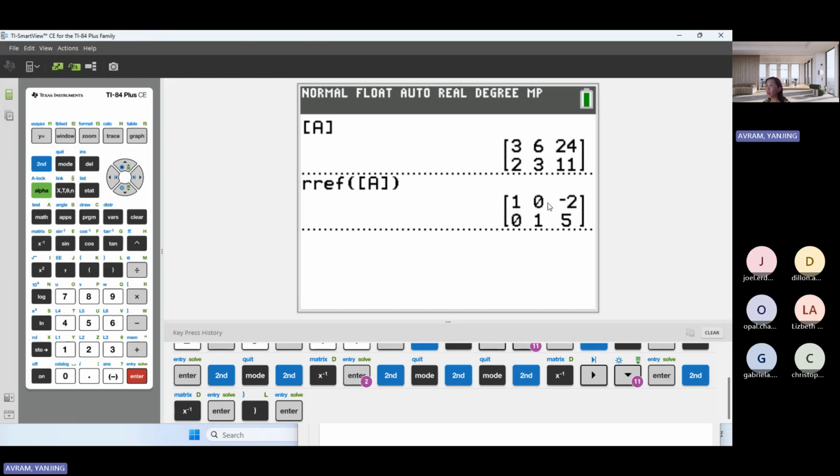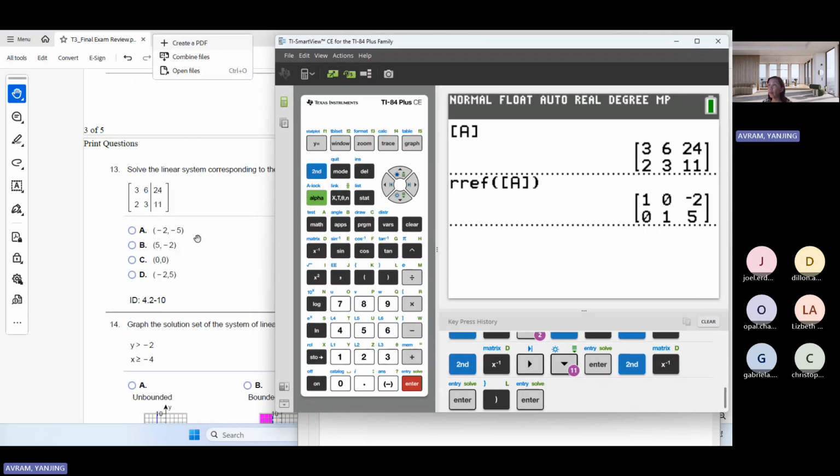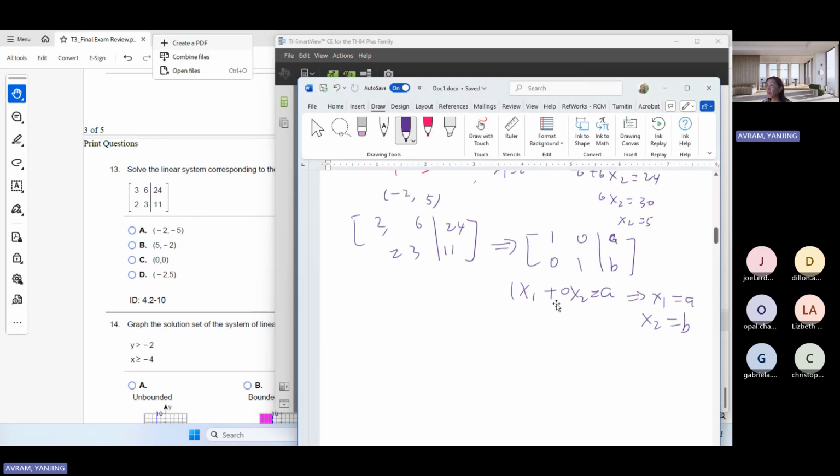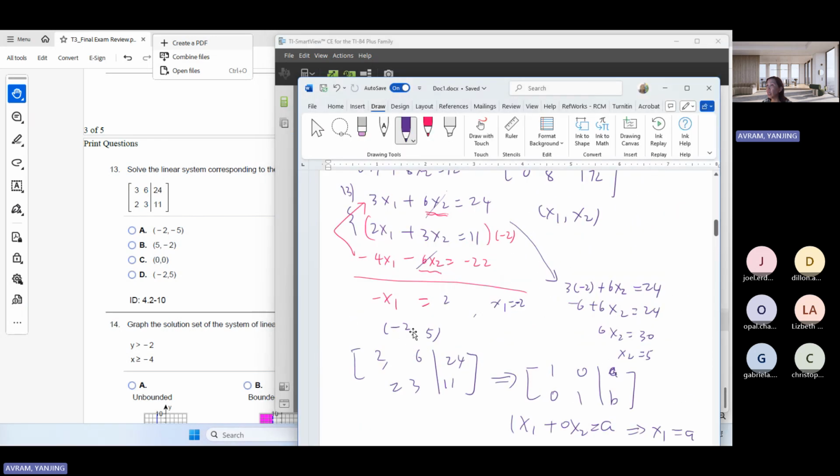What does this solution matrix mean? That means x1 is equal to -2, x2 is equal to 5. Or you can have x equal to -2, y is 5, whatever you want to consider, all right? So it is exactly the same as we solved this one by hand. Look at it. The one we solved by hand, -2 and 5, right?